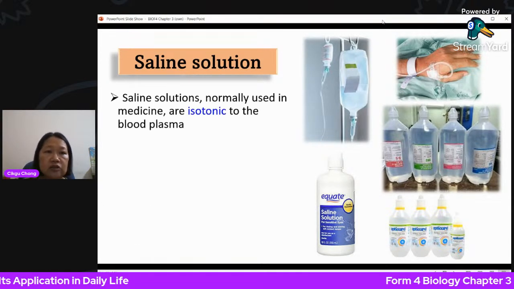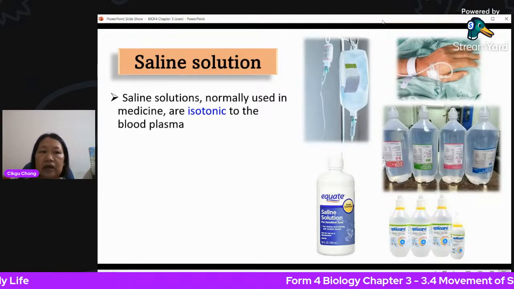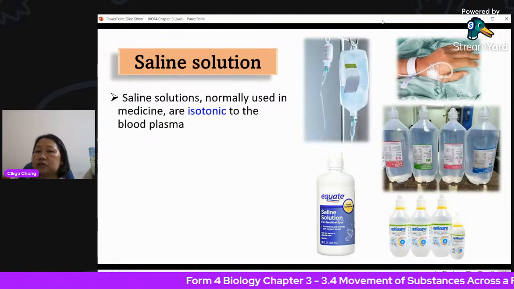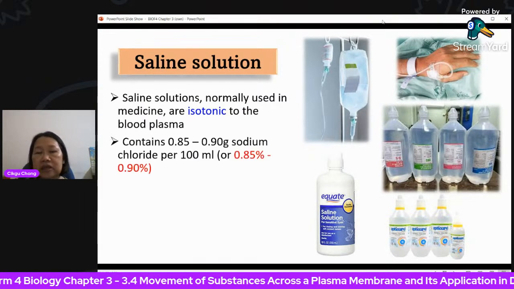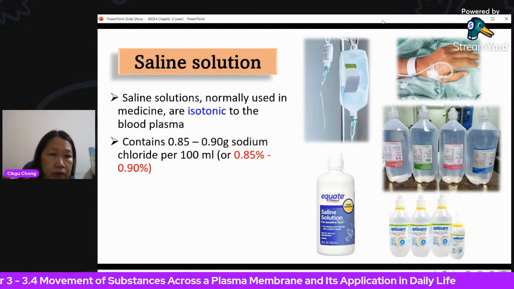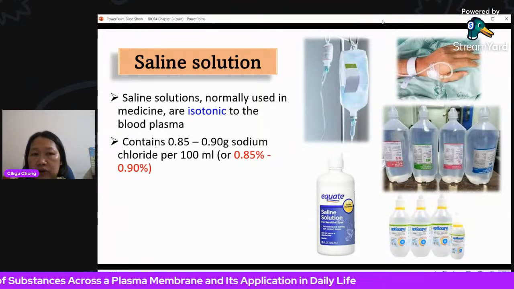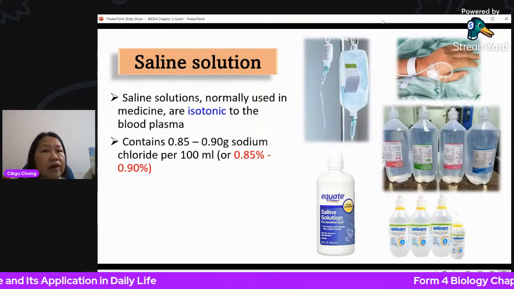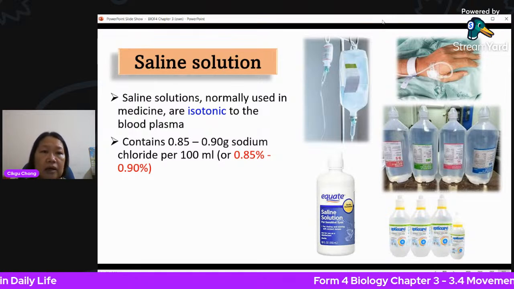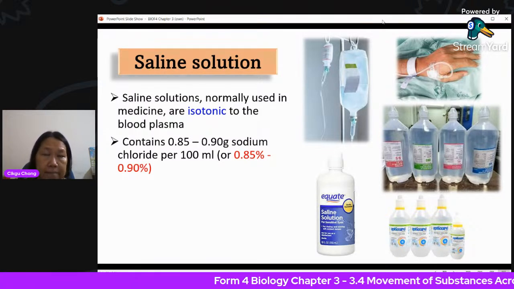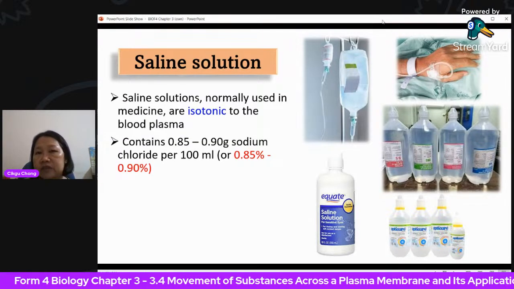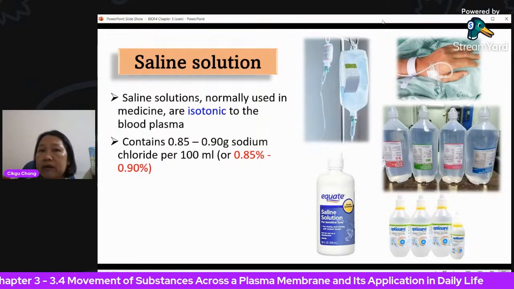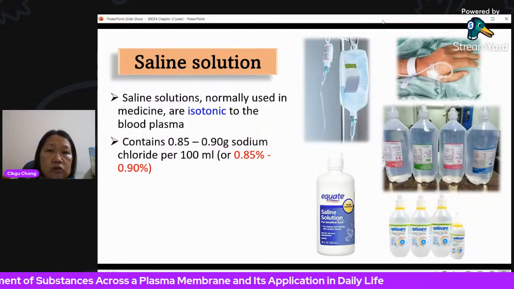Okay, so saline solutions are normally used in medicine, right? They are isotonic to the blood plasma. So same concentration with your body fluids. Okay, now this one you have a number that you have to remember. This you need to know. What is the isotonic concentration of our blood plasma? So it should be 0.85 to 0.90 gram of sodium chloride per 100 ml. That means 100 ml of your blood should have 0.85 to 0.9 grams of sodium chloride. That would be considered normal.